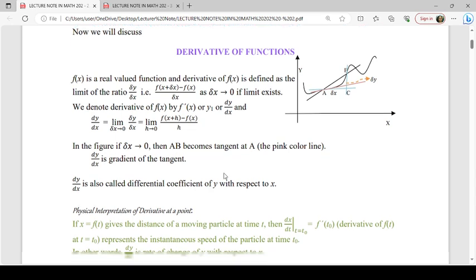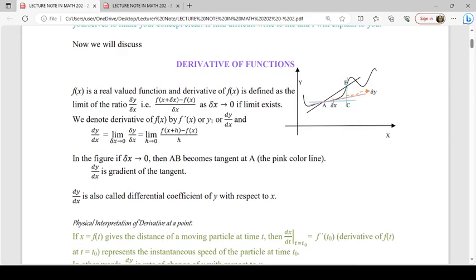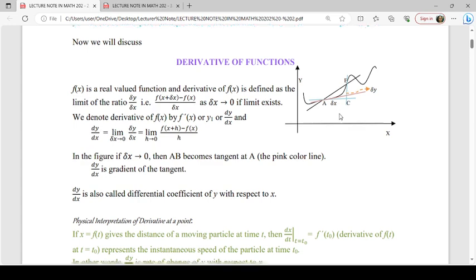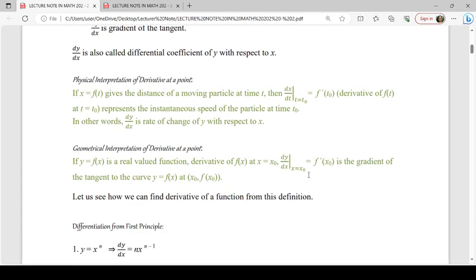So the physical interpretation is that it is the rate of change of y with respect to x. So if x is equal to f(t), a distance, then f dash t naught, the derivative of this, represents the speed of the particle at that point t naught.